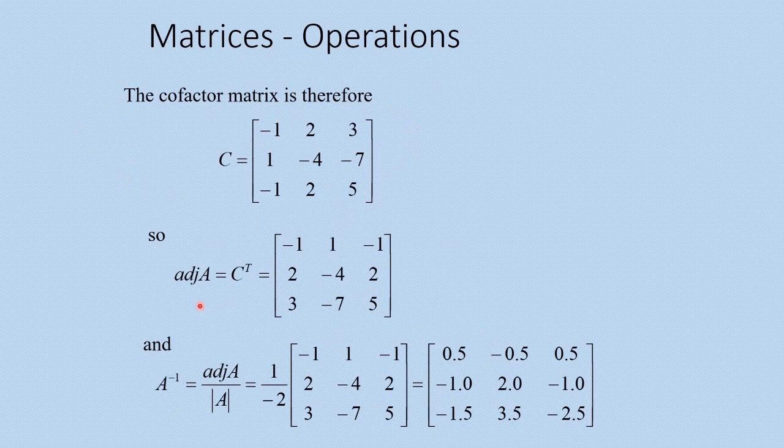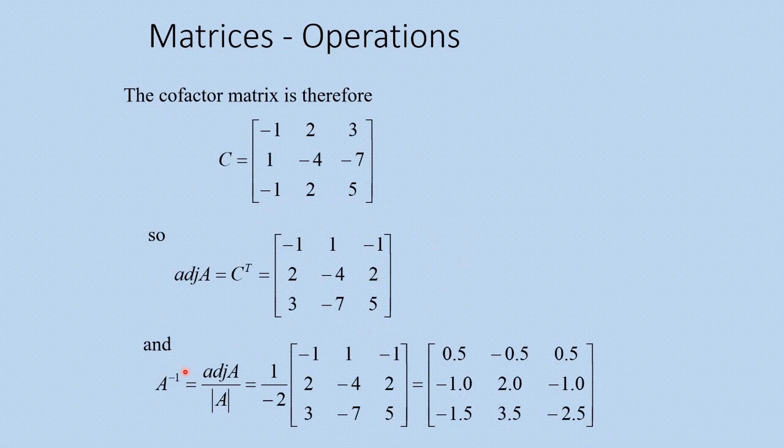Adjoint A is equal to C transpose. We get C transpose by interchanging rows with columns of C. That is, this row is interchanged with this column. This row is interchanged with this column. This row is interchanged with this column, and we get C transpose as this.